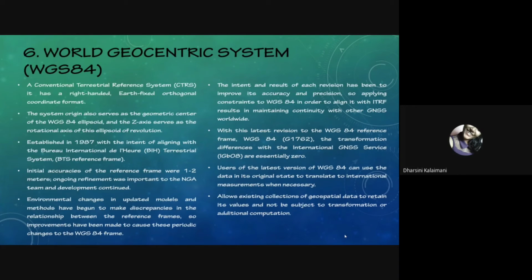Initial accuracies of the reference frame were 1 to 2 meters. Ongoing refinement was important to the NGA teams and development continued. Environmental change and updated models and methods have begun to make discrepancies in the relationship between the reference frames. So improvements have been made to cause periodic changes to the WGS84 frame. The intent and result of each revision have been to improve its accuracy and precision.